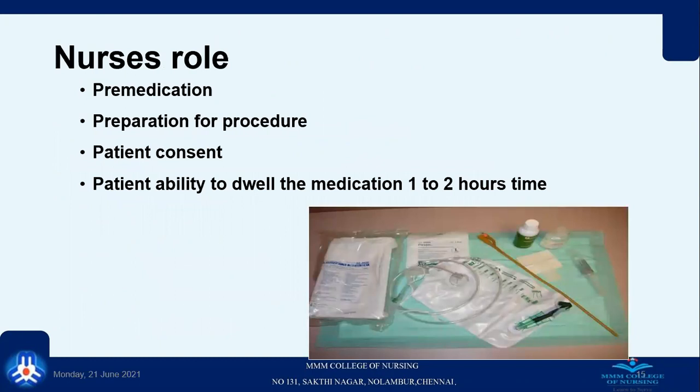Nurse's role before starting the procedure: she has to assess the patient for any pre-medication. Usually, urology patients may have anticholinergics, analgesics, alkalizing agents, antibiotics, and diuretics. Mostly these medications will not interfere with the procedure. But if the patient is consuming diuretics before the procedure, it will cause difficulty in dwelling time. It will promote frequent urination.